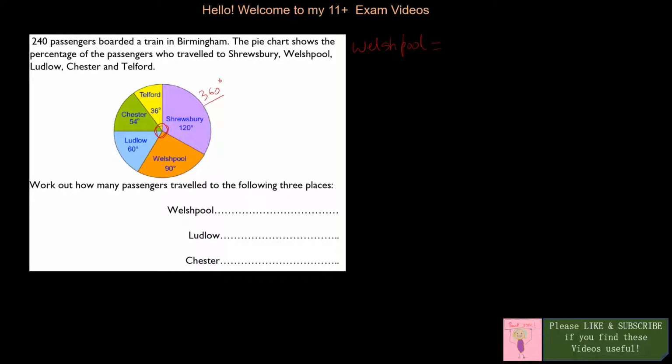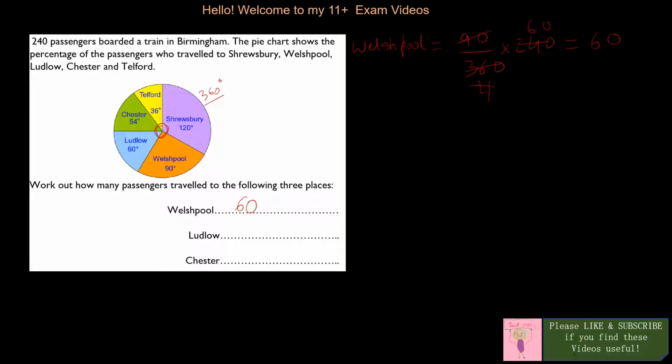Welshpool equals, what should Welshpool be? 90. 90 out of 360 multiplied by 240. We have to find the number of passengers. So 90 times 4 is 360. 4 times 60 is 240. That's 60. So I will write 60 here.